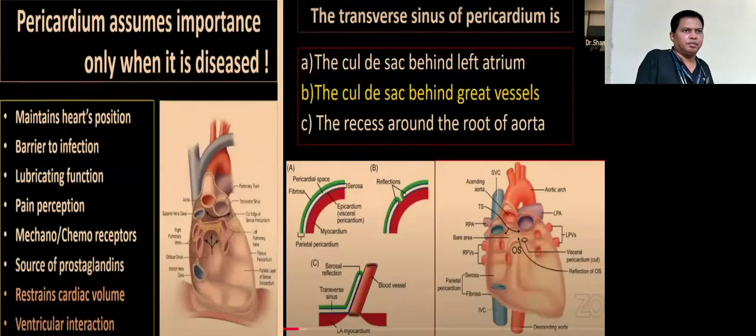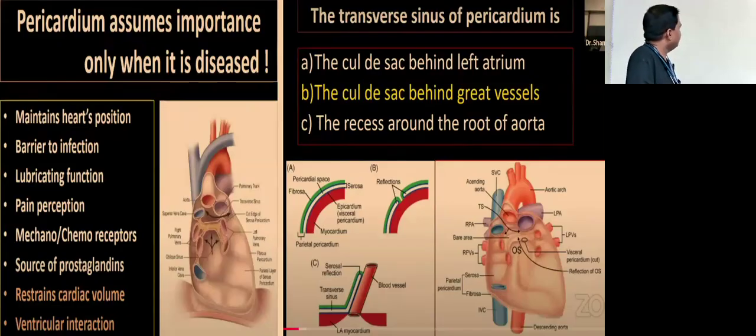The fluid is actually like plasma, and it is lymphocyte predominant. So it is slightly like an exudate. That's why when we do pericardiocentesis, we don't apply Light's criteria, because it is already an exudate kind of thing. Okay. So the pericardium assumes importance only when it is diseased.